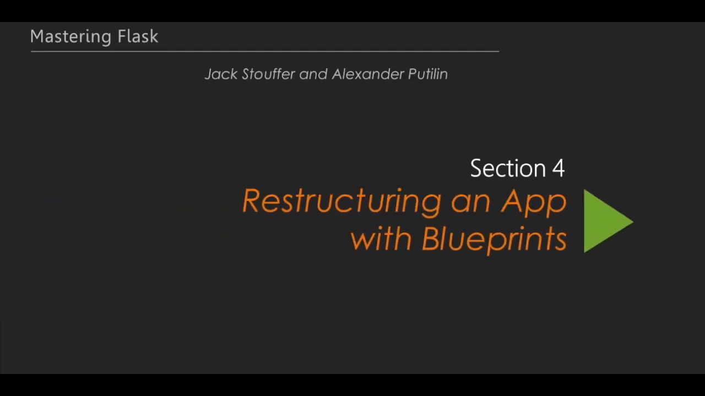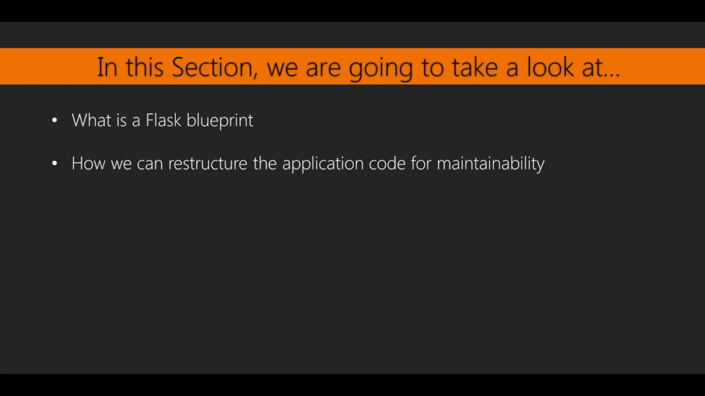Welcome back. This is Section 4, Restructuring an App with Blueprints. Last section, we covered the more advanced features of Jinja, the templating library for Flask. Using these features, we created the first full prototype of our web app. This section will cover what a blueprint is in Flask and how it can be used to simplify our code. Then we will adopt a new folder structure for our application that will aid us in maintaining the code base.